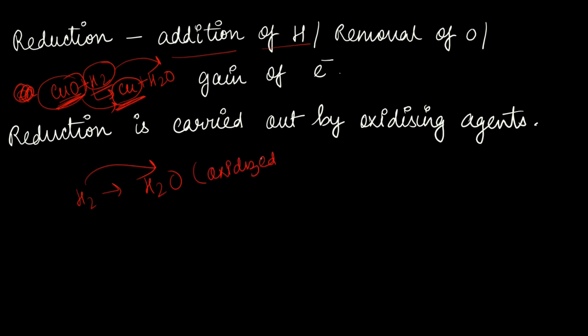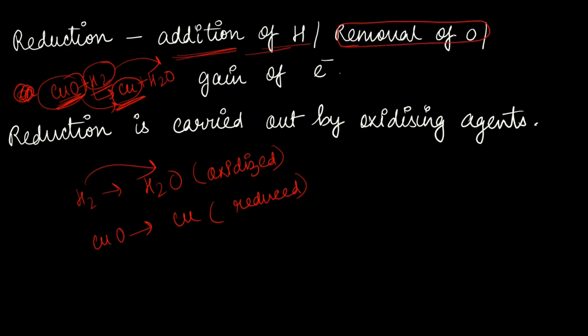See, this example will help you understand all the methods. CuO becomes Cu, so it is reduced. According to this definition, it is fair enough that addition of hydrogen or removal of oxygen, removal of oxygen is also reduction. So see, here you had CuO earlier, now you have got only Cu, so it is being reduced.